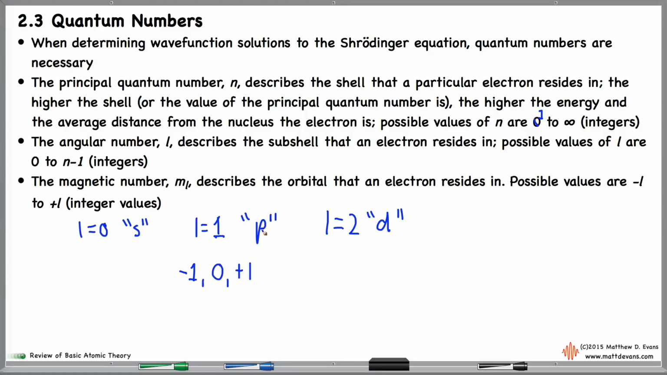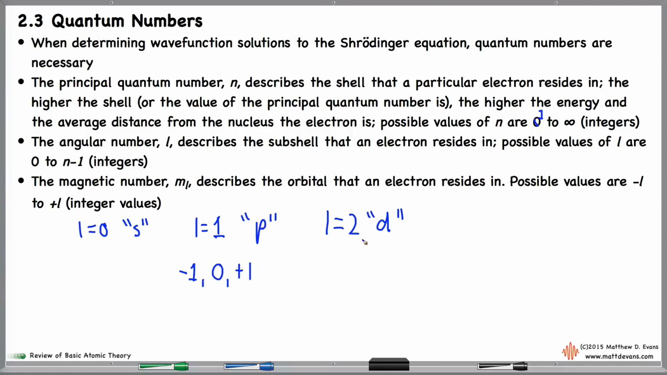And what's always true about P subshells is there's 3 P orbitals. One has a quantum number of negative 1, 0, and plus 1. And the way we distinguish between these 3 P orbitals is we say p sub x, p sub y, p sub z. That's how we distinguish. So there's always 3 P orbitals.